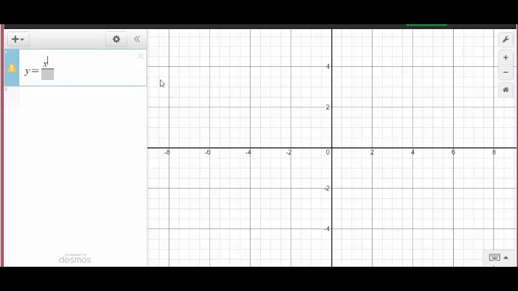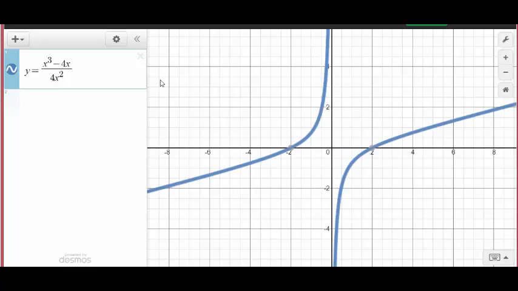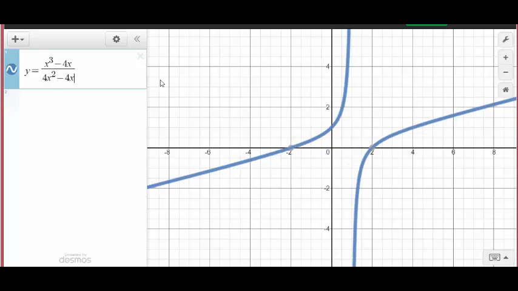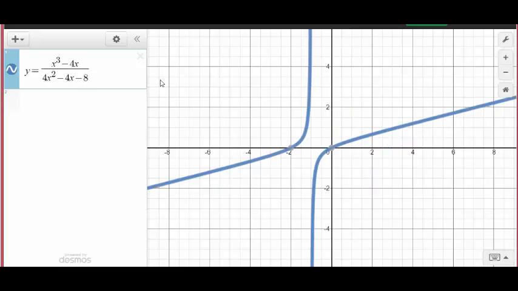x cubed minus 4x over 4x squared minus 4x minus 8. And this is a kind of funny looking graph. So what we wanted to do on this is find the holes and vertical asymptotes.